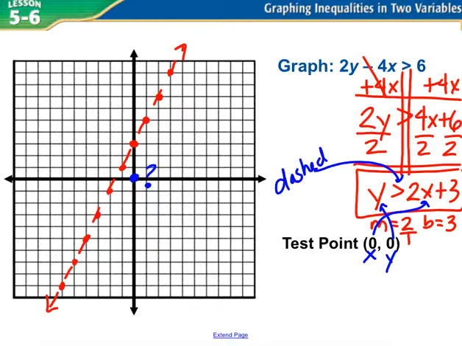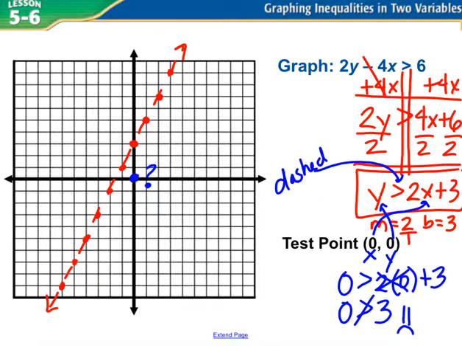So we're going to plug in x and y. Here we go. We've got 0 is greater than 2 times 0 plus 3. Check it out, 2 times 0 just becomes 0. So what's left over is 0 is greater than 3, and you need to ask yourself, is that a true statement? Hopefully you know, no, 0 is not greater than 3. So that is a frowny face, meaning the origin is not part of the solution.